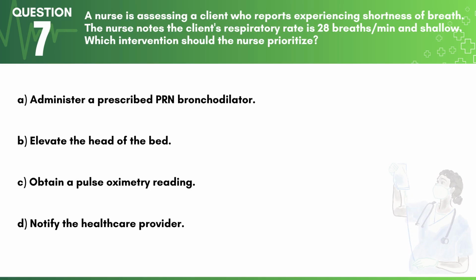Question 7. A nurse is assessing a client who reports experiencing shortness of breath. The nurse notes the client's respiratory rate is 28 breaths/min and shallow. Which intervention should the nurse prioritize? A. Administer a prescribed PRN bronchodilator. B. Elevate the head of the bed. C. Obtain a pulse oximetry reading. D. Notify the healthcare provider.